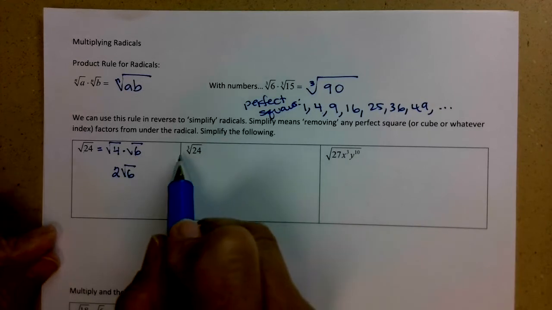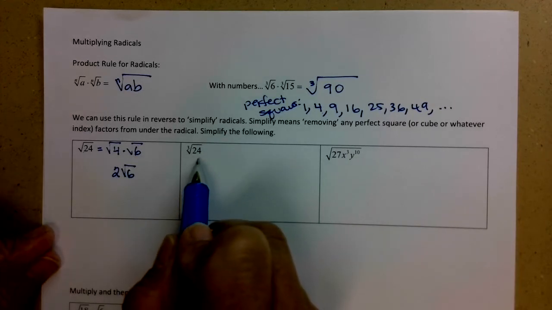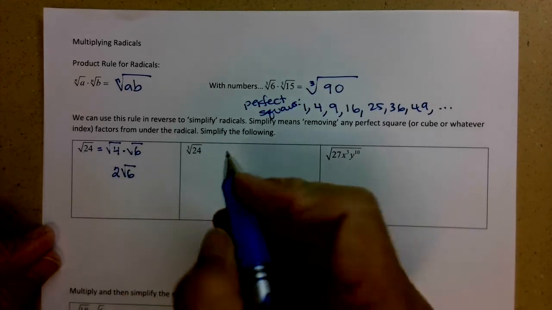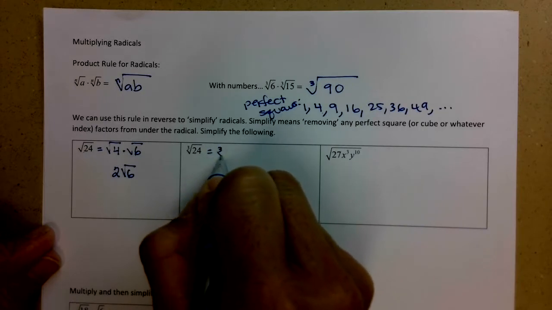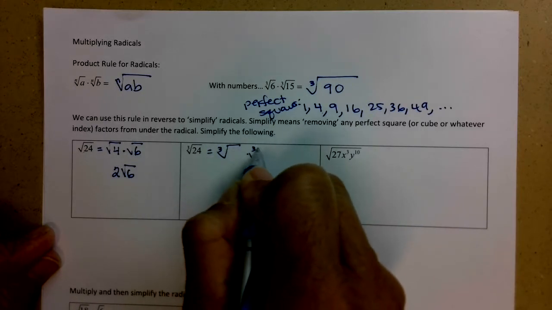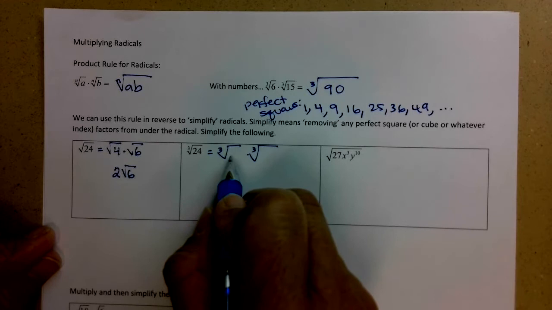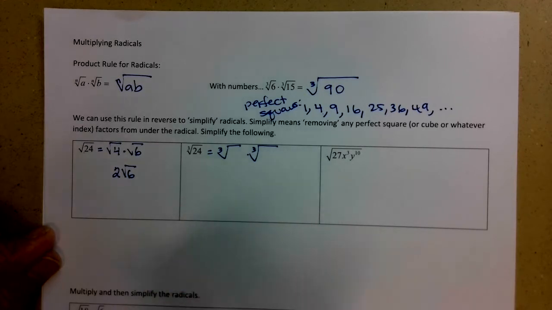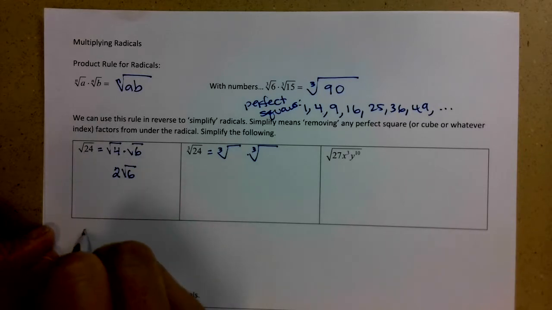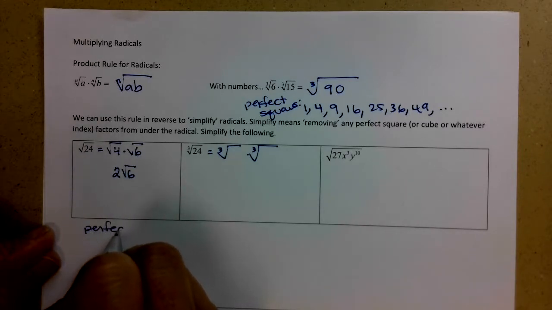Okay. What about the cubed root of 24? So for this one, I'm going to break it apart into the product of two different cubes. But I don't want to choose 4 again because 4 is not a perfect cube. I need something that's a perfect cube that also goes into 24. So let's think about what your perfect cubes might be.